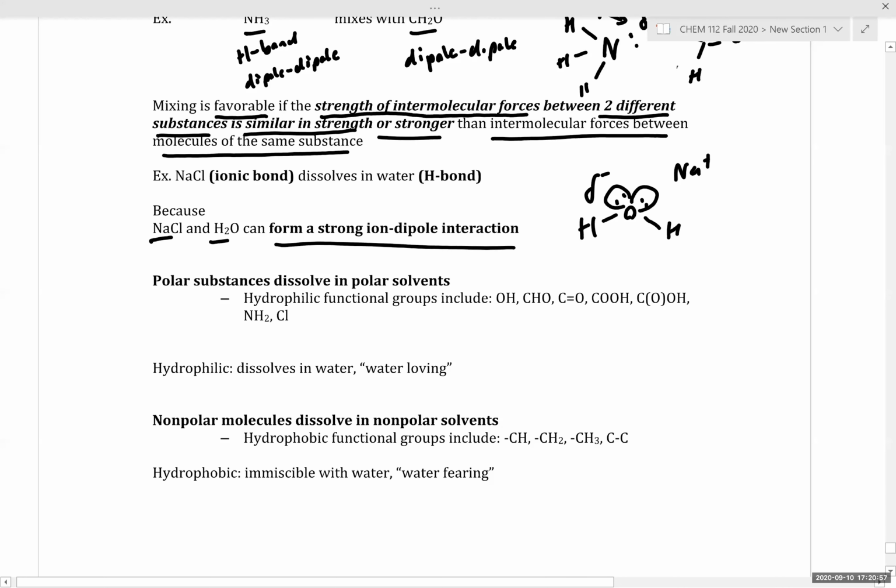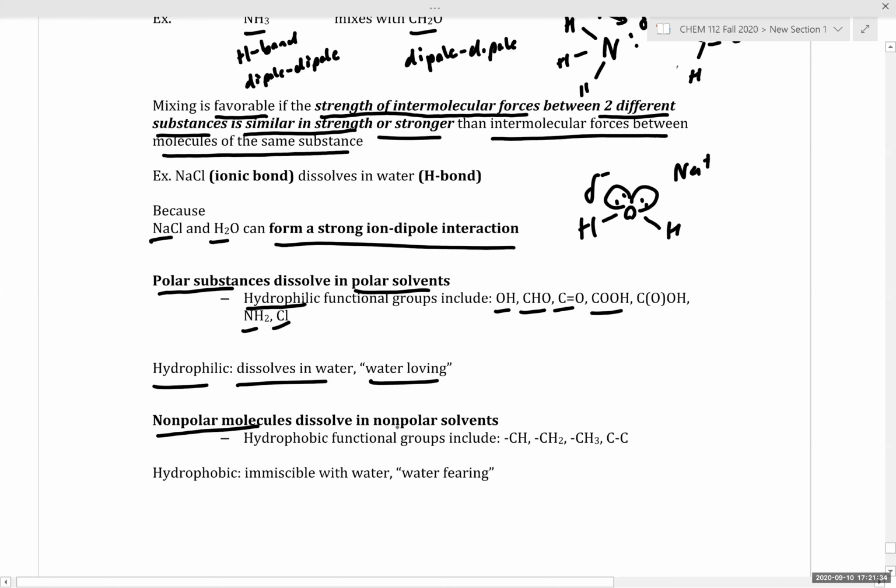Now, in general, polar substances will dissolve in polar solvents. So hydrophilic or water-loving functional groups include alcohols, aldehydes, ketones, to a lesser extent, carboxylic acids, amines, and some chlorides. Hydrophilic, these substances and functional groups typically dissolve in water or are water-loving.